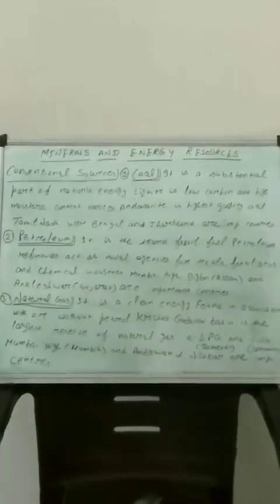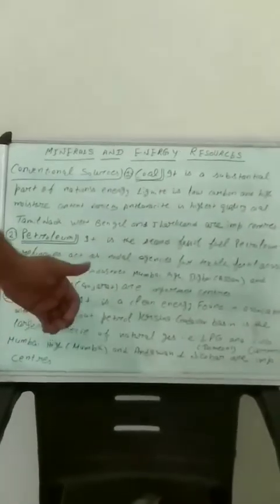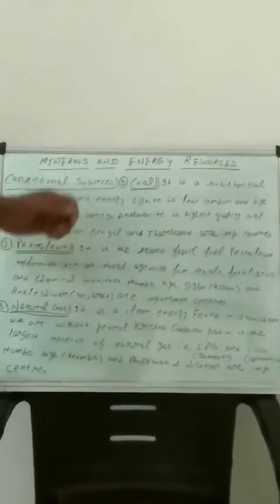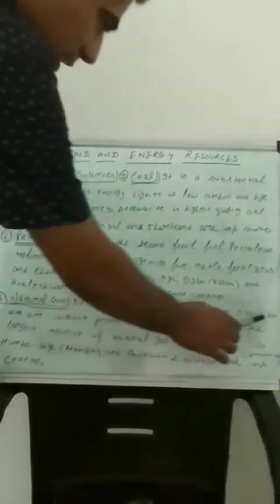Number 3 is natural gas, which you already know about. You have cylinders in your homes, that is LPG, liquefied petroleum gas, which we use in our homes. Another form is CNG, compressed natural gas, which we use in vehicles, not at the domestic level. It is a pure clean energy, found in association with or without petrol.